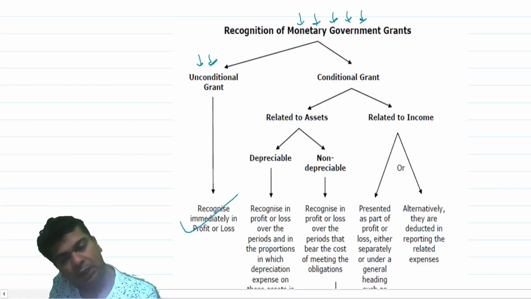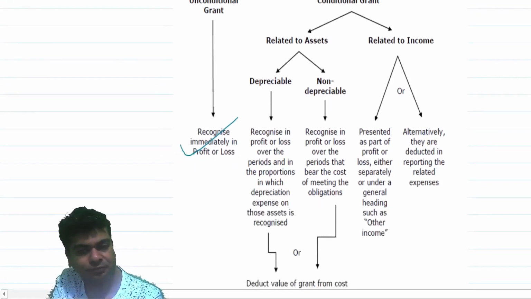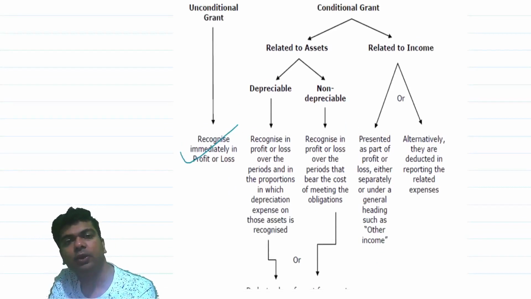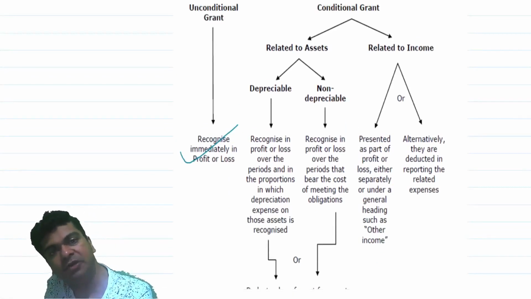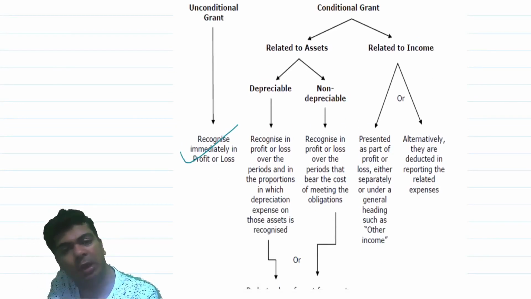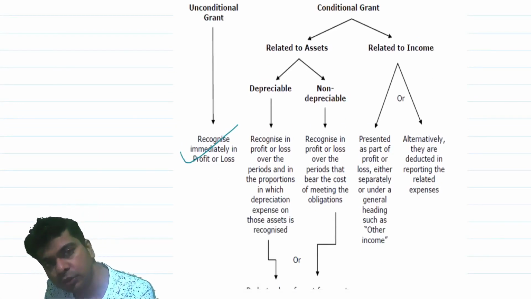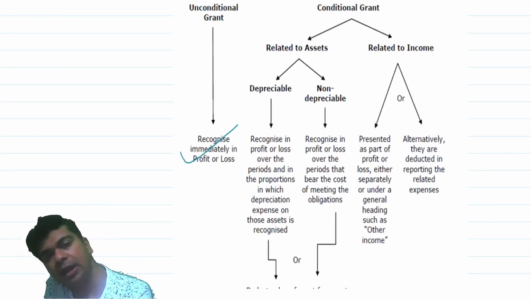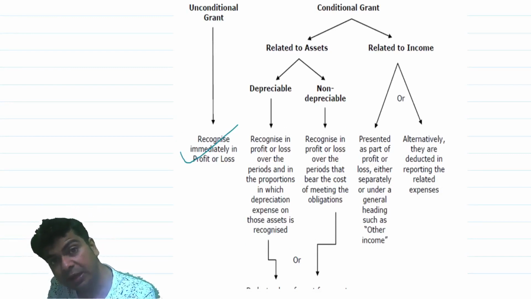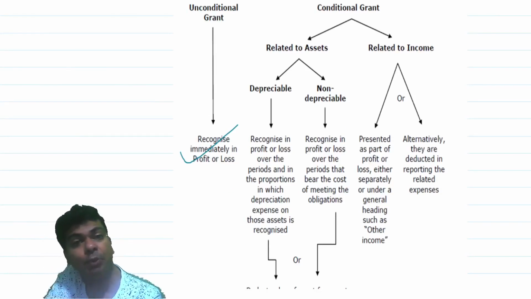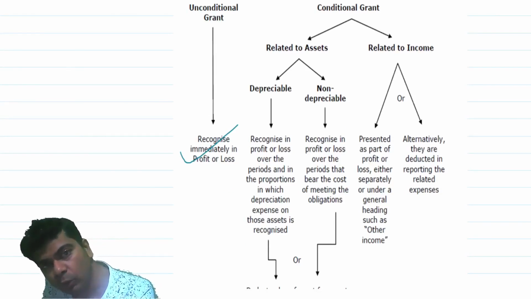Okay. These conditional grants can relate to assets or to income. Let us understand one after the other. And if you remember accounting standard 12, you will not have any problem understanding this particular portion, right? In accounting standard 12, if you are getting a government grant relating to an asset, you have two approaches: capital approach and deferred income approach. I hope you remember that, right?